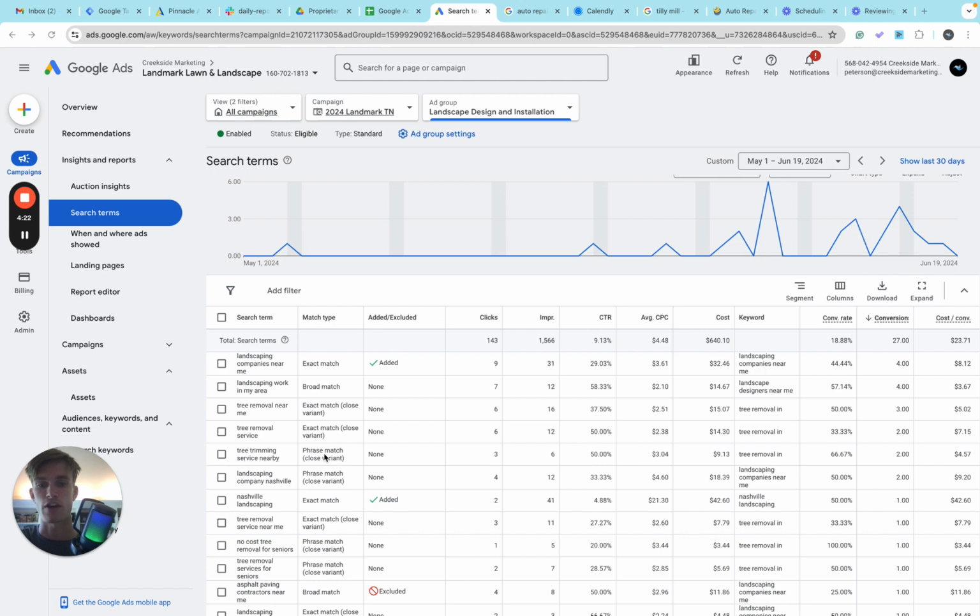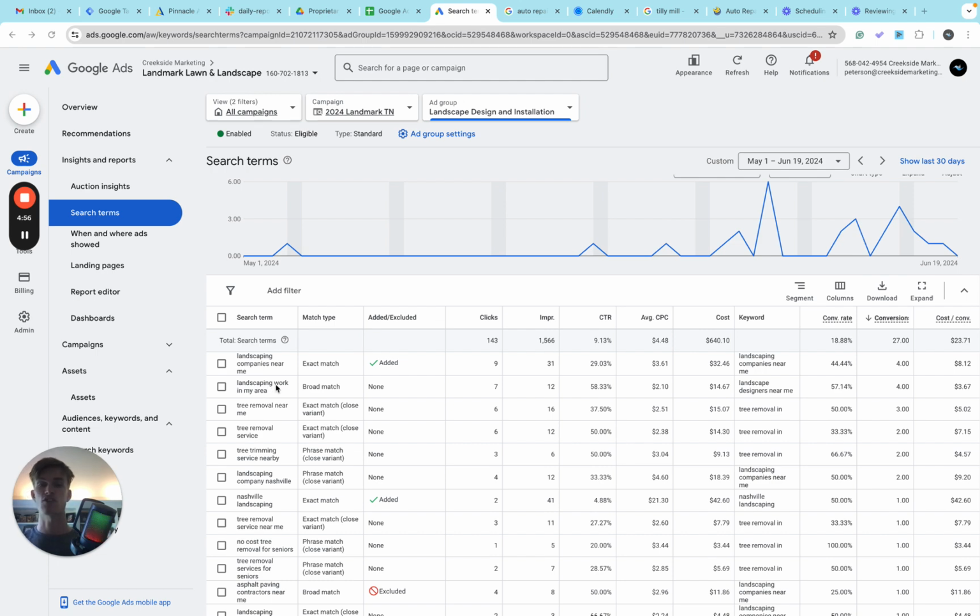As you can see, phrase match is going to line up pretty closely with other keywords that you already have in that ad group. So we're only worried about broad match types for the search term. In this case, landscaping work in my area is actually not necessarily something we want to show for, because this type of phrase is typically searched by people who are looking for jobs or who are looking to grow their own landscaping business. It's not people looking to actually purchase landscaping services.